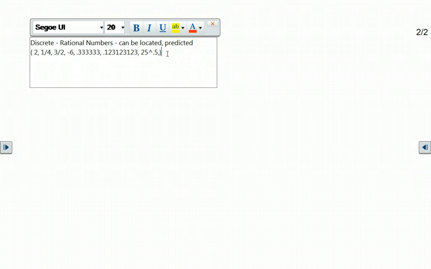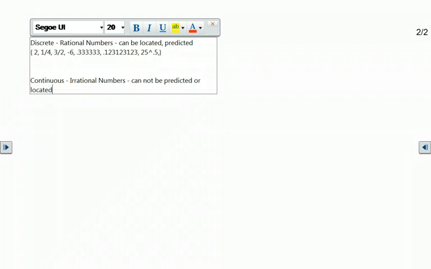Versus your continuous data. Continuous, if I spelled it right, is irrational numbers. And the irrational numbers are the opposite of rational. They cannot be predicted. I need y'all to get your calculators out or your phone calculators. It doesn't matter. I mean, you don't have to do anything special. I just need you to type in some numbers, okay? They cannot be predicted or located. Now, what do you mean located? Well, you're going to see it has a lot to do with the prediction.